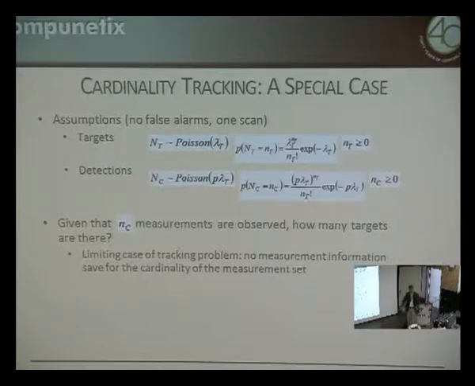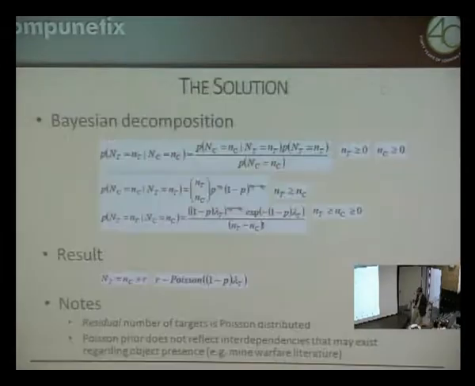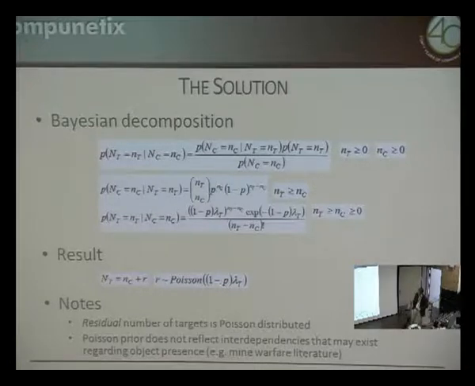Let's say that I look and I see 7 objects, and now I ask you, how many targets do you think there are? There are no false alarms, so there are at least 7 targets if I look and I see 7. But how many more are there? Well, it turns out that the residual number of objects will be Poisson distributed with a smaller mean. So if the initial mean was 10 and I see them with probability 0.5, what's left? Well, about a Poisson number with mean 5.